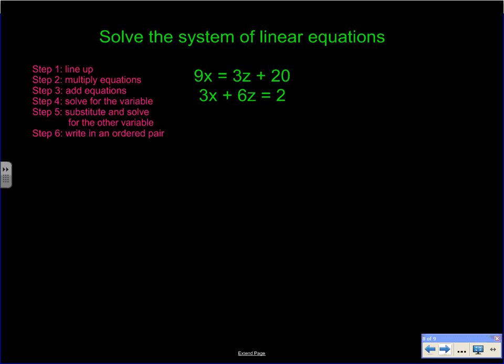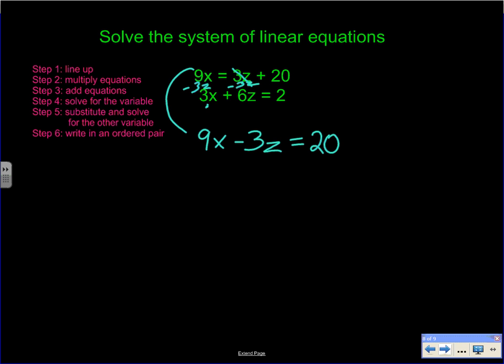And how do we do that? Well, if we need to move that 3z, we can subtract 3z. Since x is first here, when I rewrite it down here, I'm going to put 9x first. We subtracted 3z from both sides. And on the right side, since those 3z's canceled out, we're still left with 20.